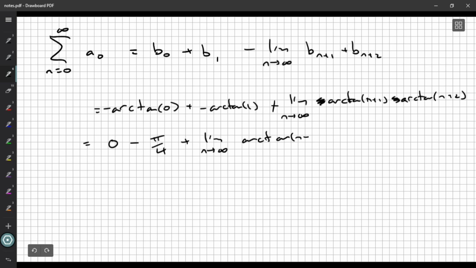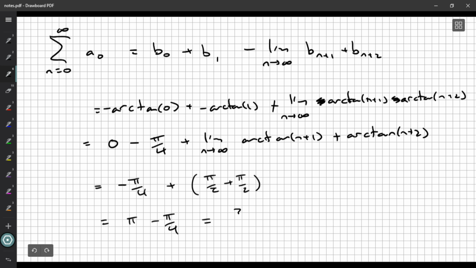Now, as n gets bigger, n + 1 and n + 2 will also get bigger. And as you put bigger and bigger values into arctan, what happens? It tends to pi by 2. So the limits for both of these are just going to be pi by 2. So we have minus pi by 4 plus 2 pi by 2. That's going to be pi minus pi by 4. And so the sum here is going to be 3 pi by 4.